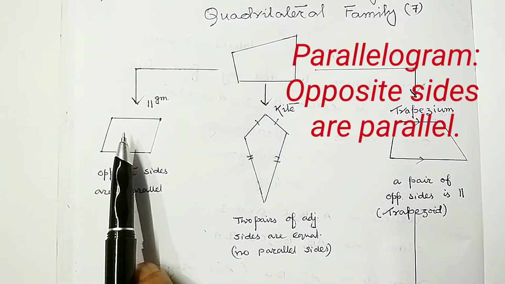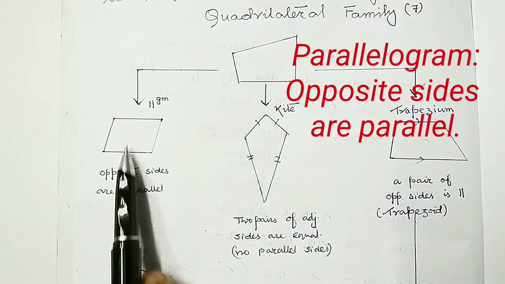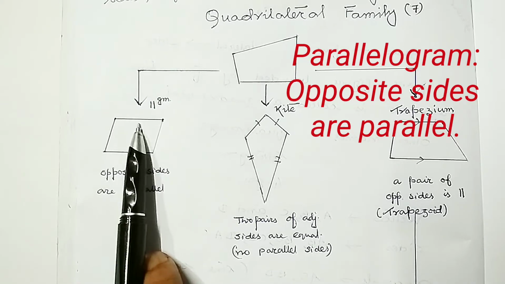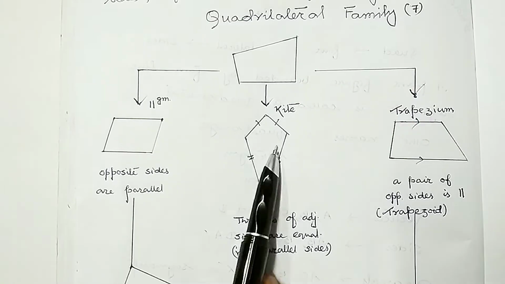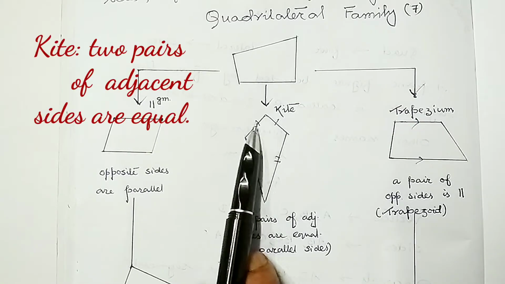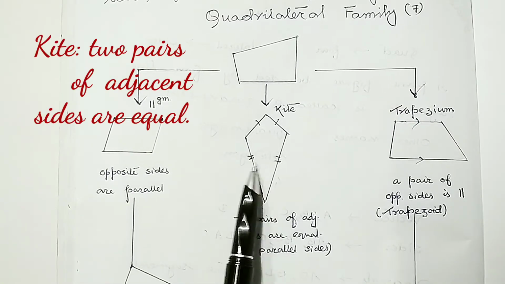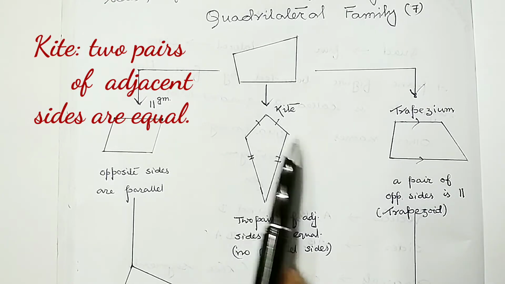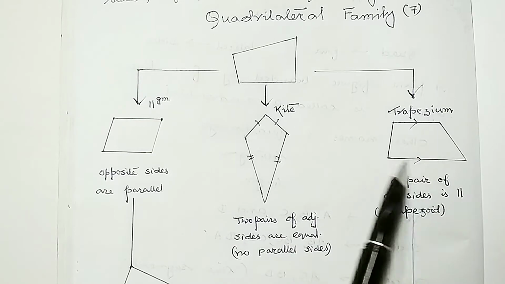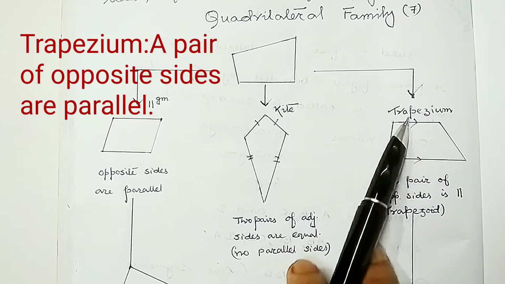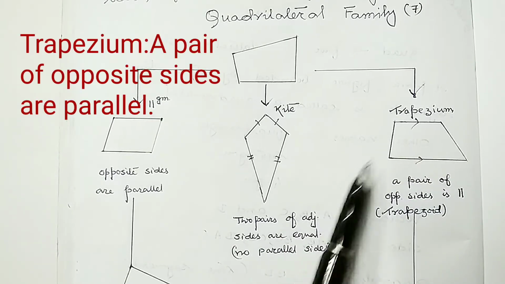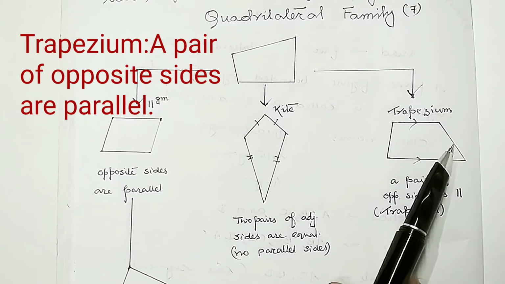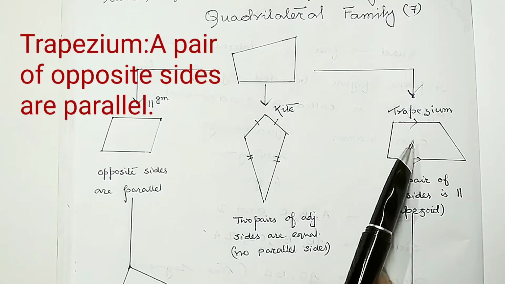In a quadrilateral, if opposite sides are parallel, these two sides are parallel, these two sides are parallel, then this type of quadrilateral is called a parallelogram. In a quadrilateral, if these two adjacent sides are equal and these two adjacent sides are equal, then this type of quadrilateral is called a kite. And suppose we have a quadrilateral in which one pair of opposite sides, this side and this side, are parallel and these two sides are not parallel, then this type of figure is called a trapezium.